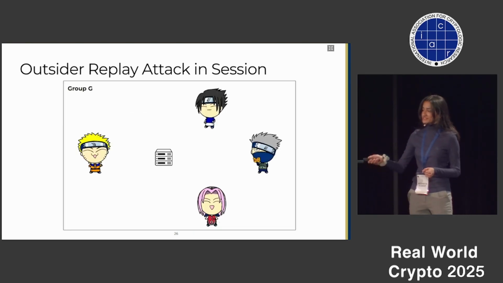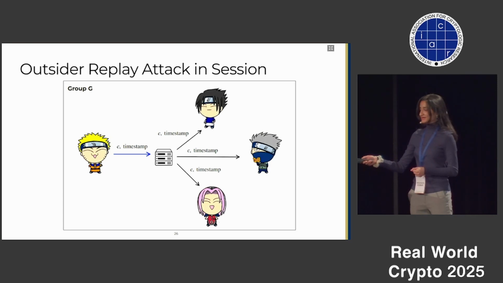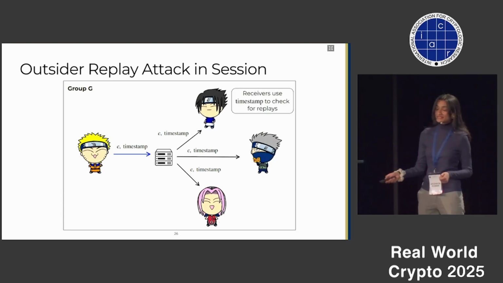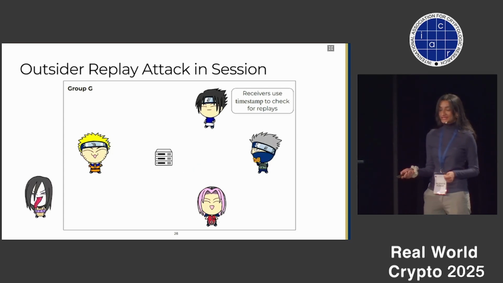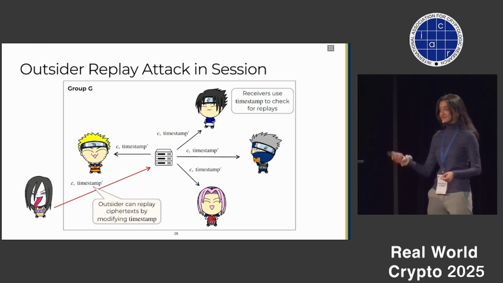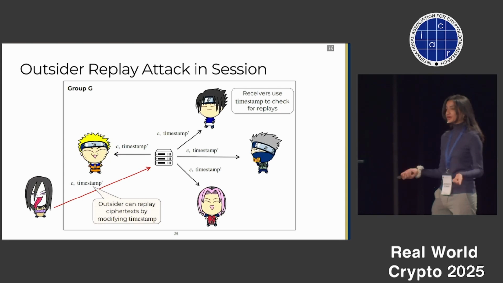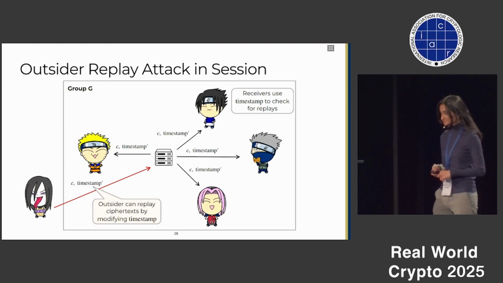This is because every ciphertext that is sent in Session is accompanied by a timestamp, and receivers use this timestamp to detect replays. This timestamp is not authenticated. This allows anyone, including a group outsider, to simply modify the timestamp and forward a replay ciphertext to the group. Of course, an outsider doesn't know what message they're replaying when they're executing this attack, so a non-insider may find it difficult to extract value from this attack.